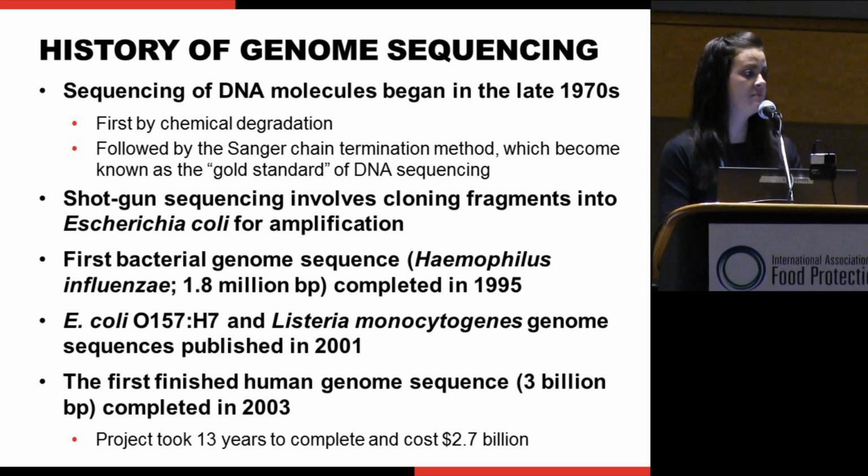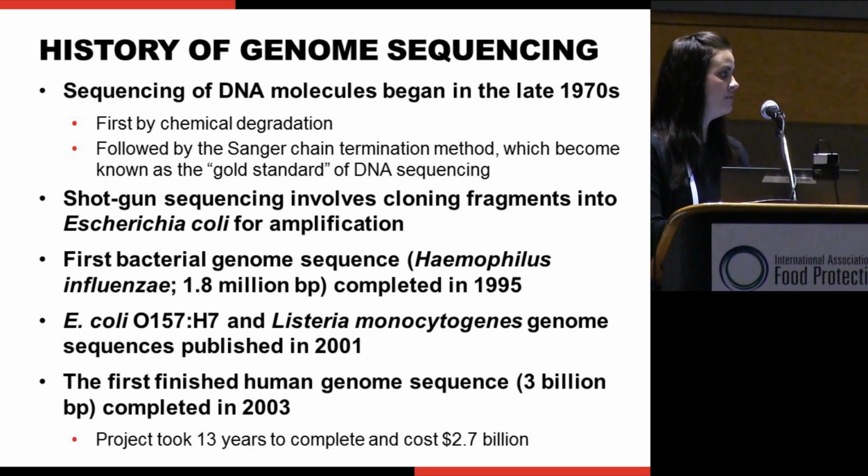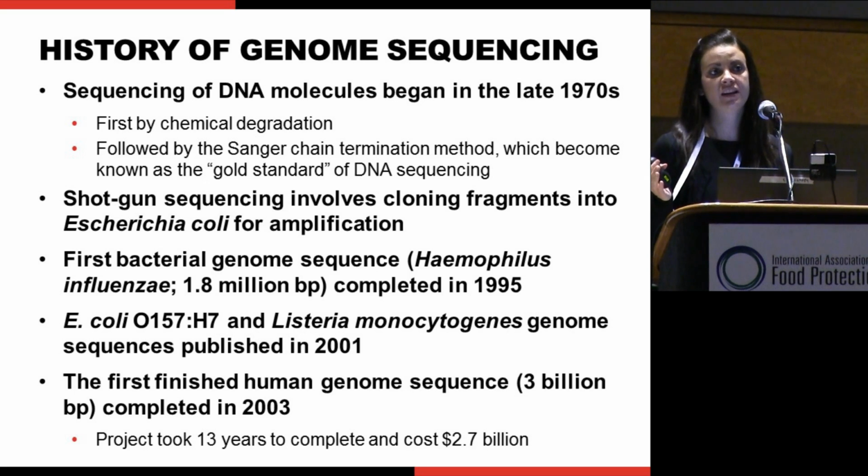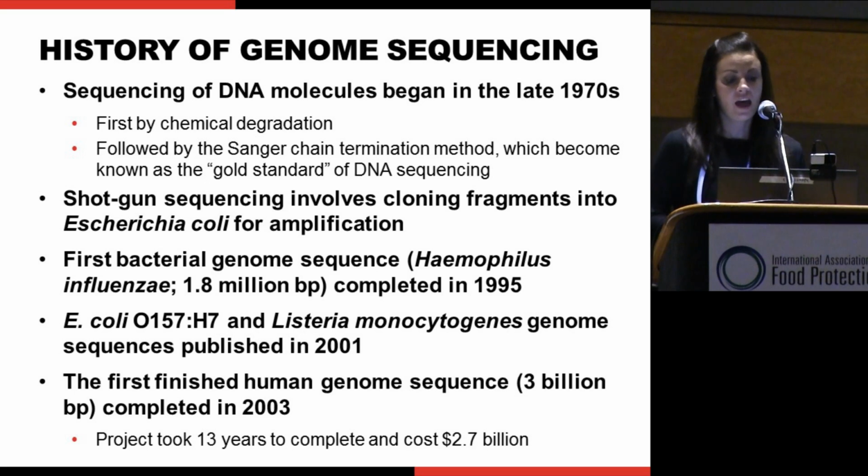The Sanger method, in terms of using that for genome sequencing, involves what we call shotgun cloning. Basically, we would take the genome of an organism of interest, fragment that, and then we'd clone those pieces into E. coli and amplify the pieces within E. coli. So as you can imagine, this is very labor-intensive and very time-consuming and also quite expensive.